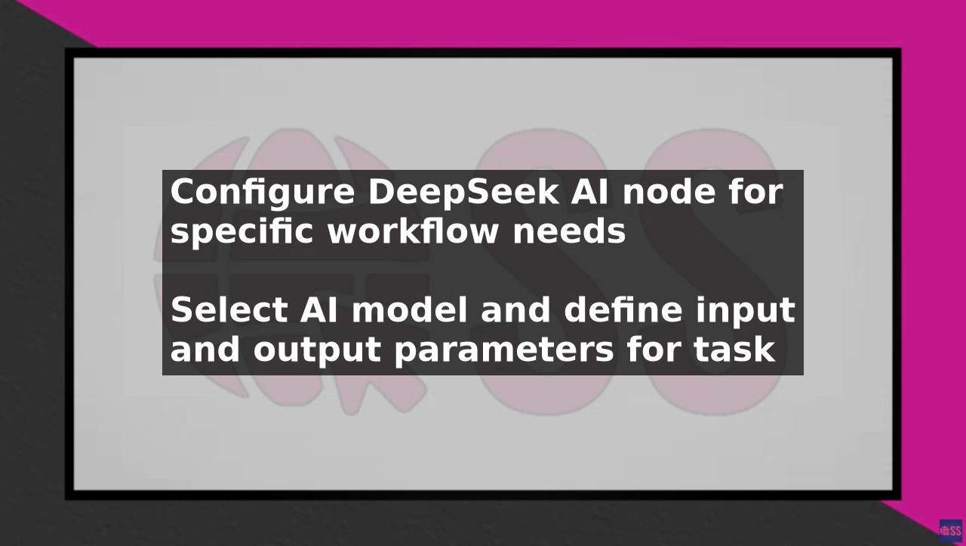Step 4: Testing and deploying the workflow. Once you have configured the DeepSeek AI node and integrated the AI agent, you can test and deploy your workflow. This involves running the workflow with sample data to ensure that it is working as expected, and then deploying it to production where it can be used to automate real-world tasks.